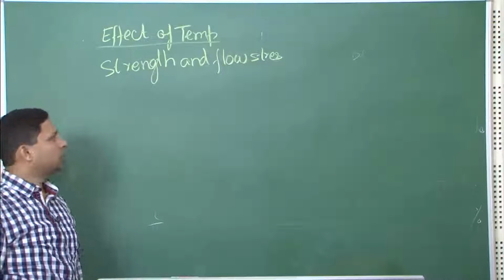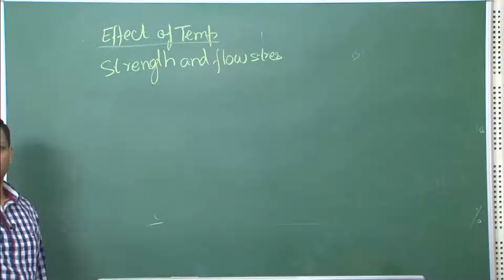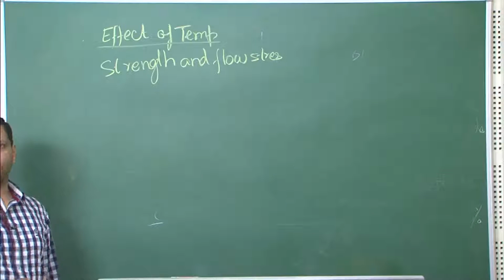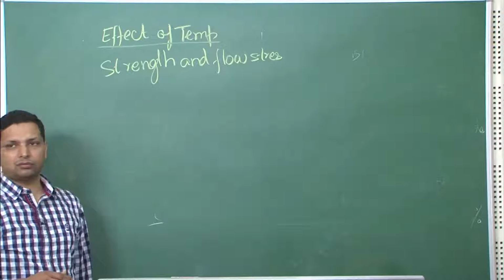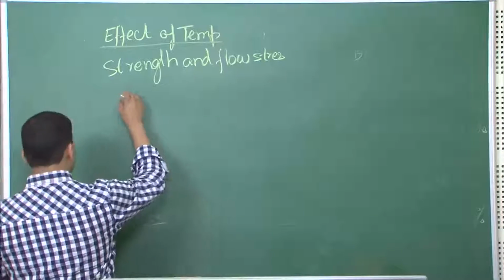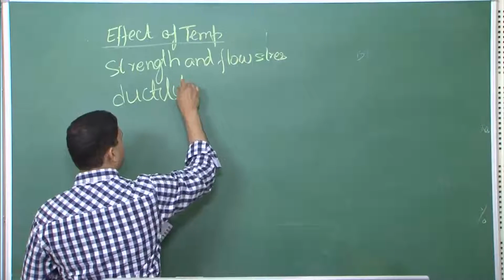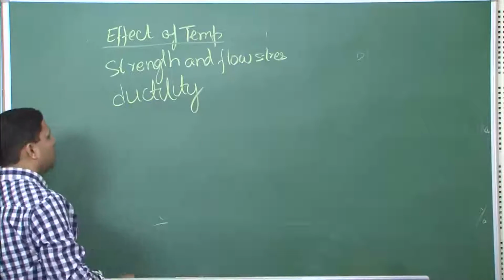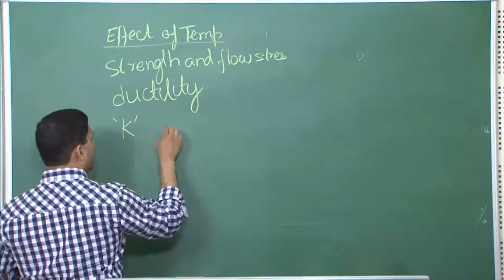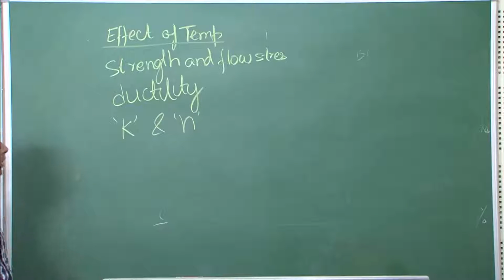At high temperature, what will happen to the strength and flow stress of the material? Do not worry about what will be the m value, we'll come back to that later on, but for now, what do you think would happen to the strength and flow stress, or something like ductility? Or if you are using a power law equation, what happens to k value and n value? Do they remain constant or do they change?